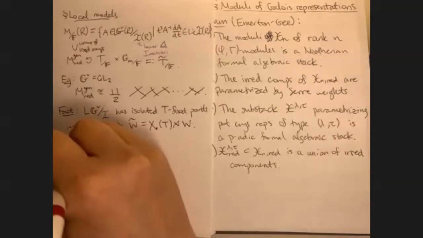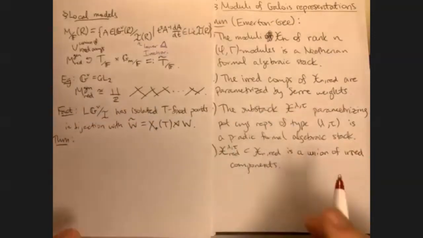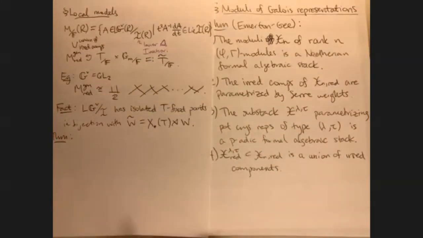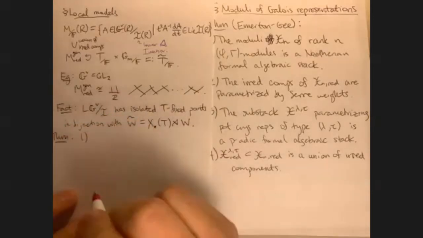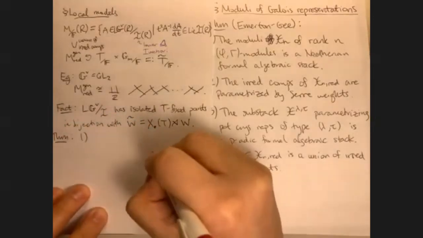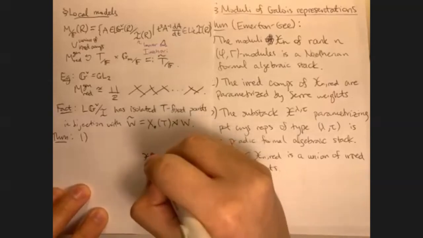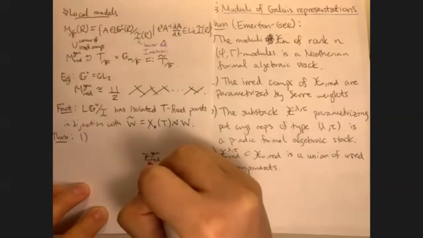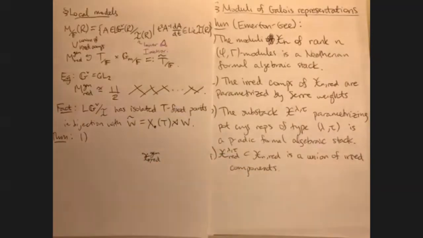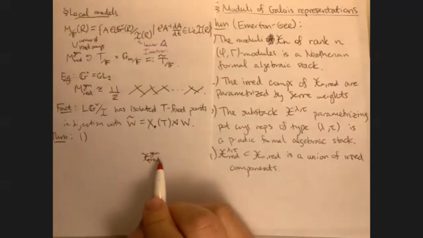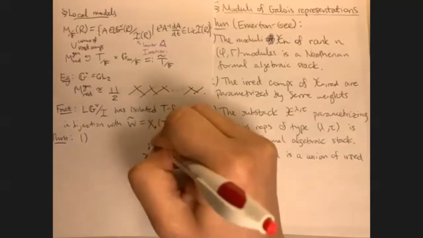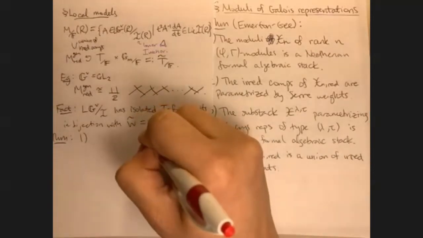Okay, so here's the main theorem, which answers some of the questions I posed for these Emerton-Gee stacks. The first is that, over here I have, let me call it Xn red gen. This will just be some union of irreducible components of Xn red. There's going to be some T-torsor.